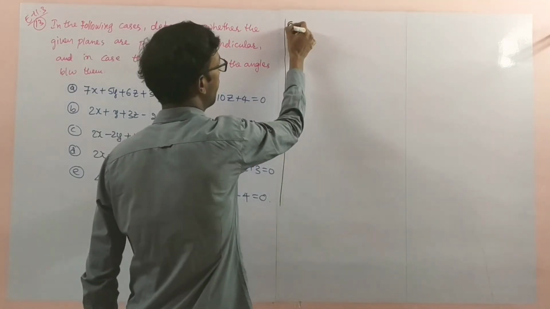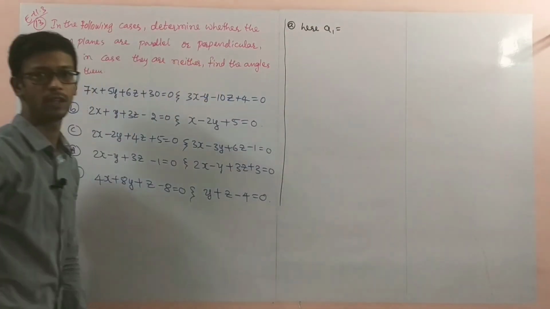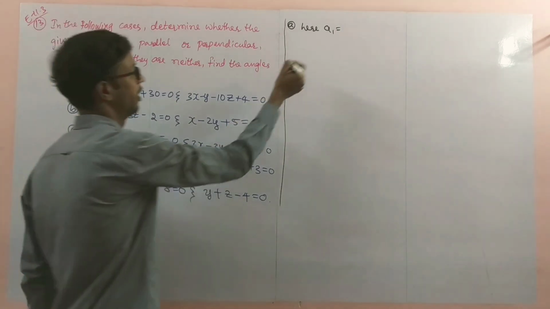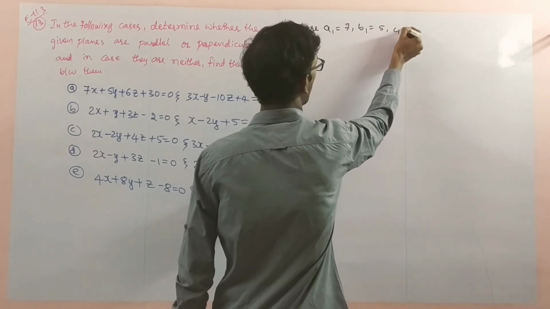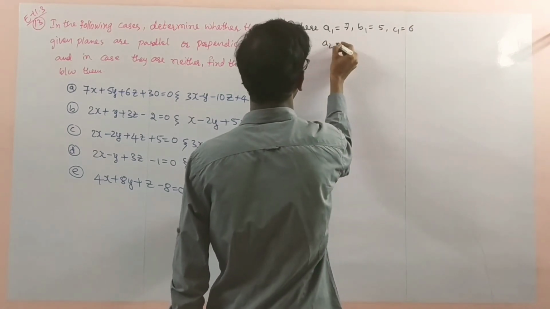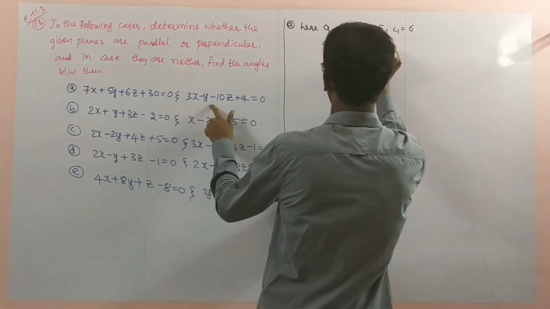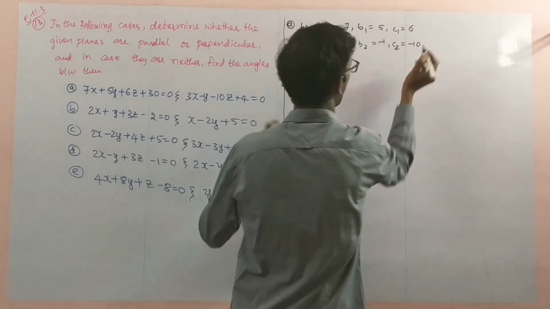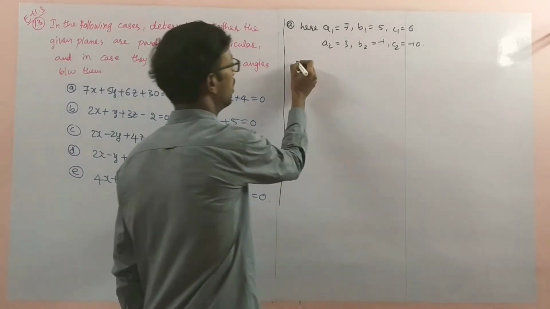Problem number A. Here a1 equal to 7, b1 equal to 5, c1 equal to 6, a2 equal to 3, b2 equal to -1, c2 equal to -10. So first of all you have to check the perpendicular condition.